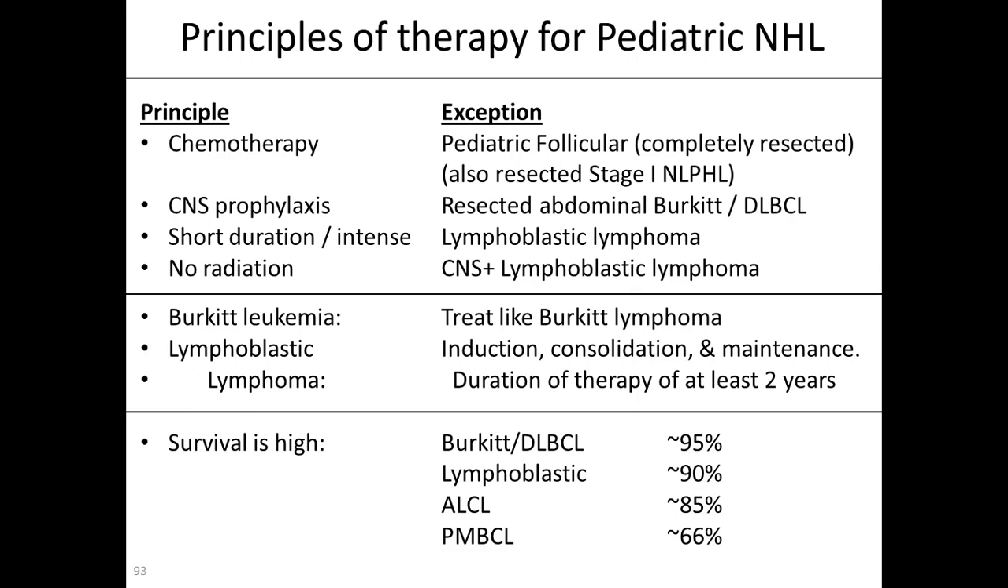Now, that's not follicular lymphoma in a pediatric patient. That is pediatric follicular lymphoma, which is a distinct entity invented in 2008, but it's distinct from adult follicular lymphoma. CNS prophylaxis is standard for all, with the exception of a completely resected abdominal Burkitt or large B cell. Therapy is of short duration, and it's very intense, with the exception of lymphoblastic lymphoma, which we treat more like leukemia. We do not give radiation for non-Hodgkin lymphoma. The exception might be CNS lymphoblastic lymphoma on certain protocols, or treatment of an anterior mediastinal mass that's symptomatic and you need to use radiation before steroids.